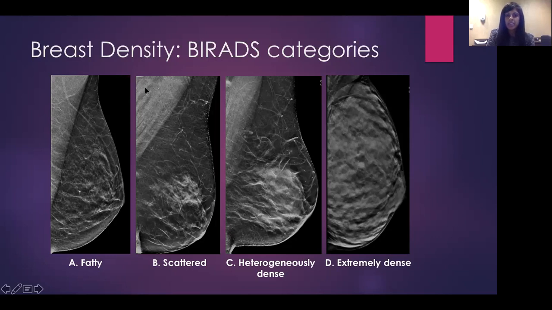And then, so we have the different BI-RADS categories. BI-RADS stands for Breast Imaging Reporting and Data System. This is basically the nomenclature that we use for all of our mammography reports. So we have 4 categories. So we have A, fatty, B, scattered, C, heterogeneously dense, and D, extremely dense. And 10% of women have fatty tissue, and then 10% have extremely dense. So most women will fall into the 2 middle categories, scattered or heterogeneously dense. And women who have heterogeneously dense or extremely dense are considered in the dense category.